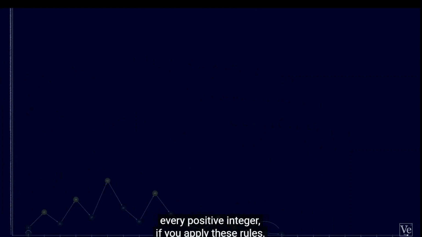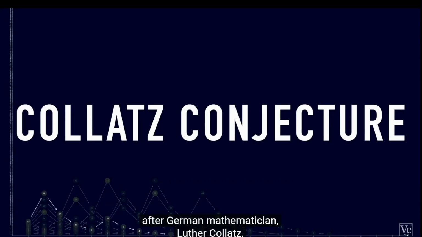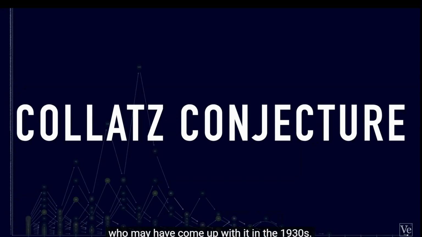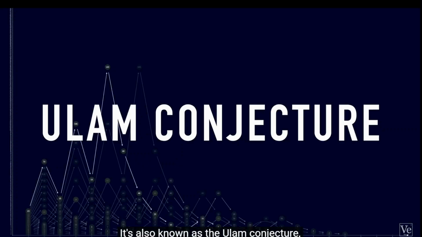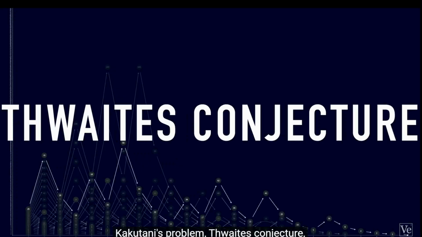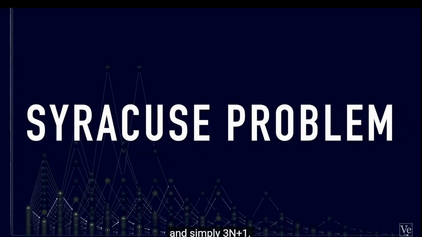Now the conjecture is this. Every positive integer, if you apply these rules, will eventually end up in the 4-2-1 loop. This is commonly called the Collatz Conjecture after German mathematician Lothar Collatz, who may have come up with it in the 1930s. But the problem has many origin stories and many names. It's also known as the Ulam Conjecture, Kakutani's problem, Thwaites Conjecture, Haas's algorithm, the Syracuse problem, and simply 3n plus 1.